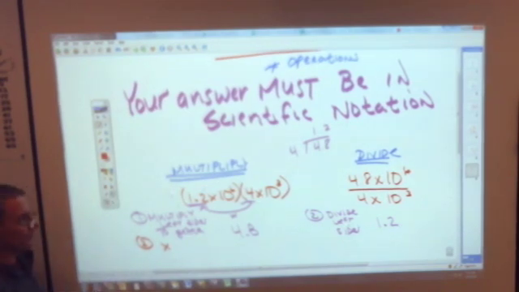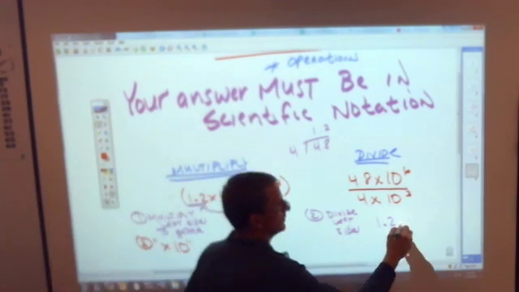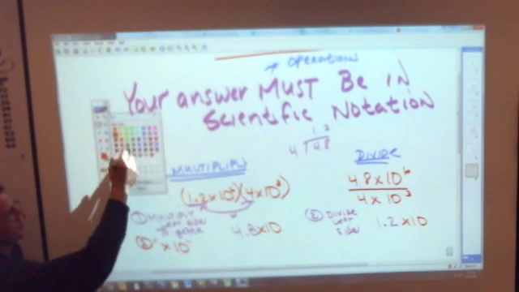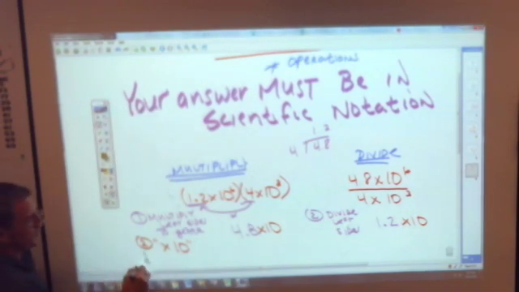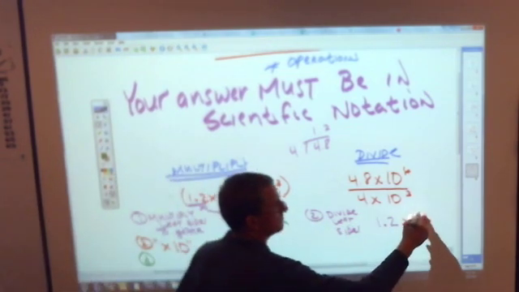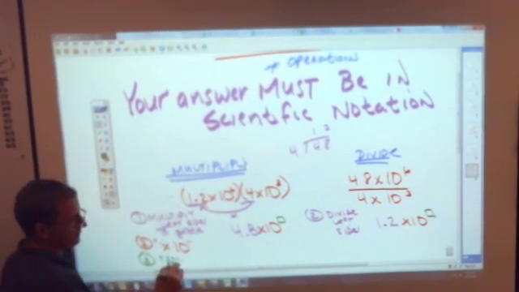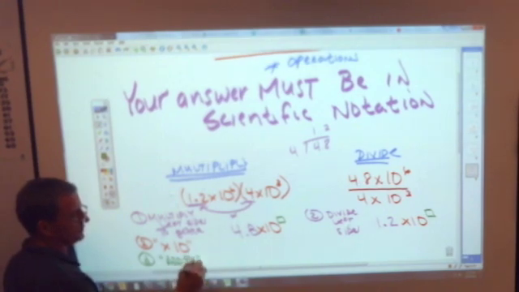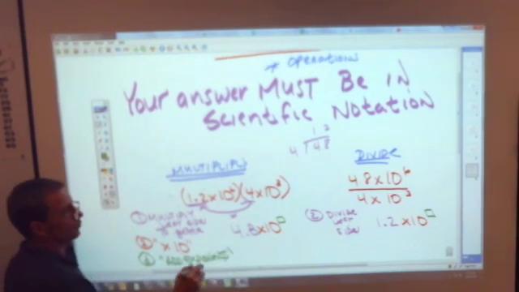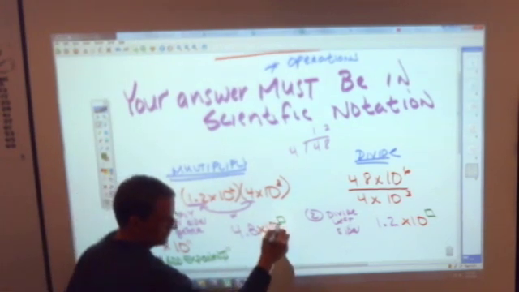Now, step number 2 is the same for both. You write down the times 10. So here I write down times 10. Here I write down times 10. Step number 3. Let's go green. For multiplication, the only thing you need to do now is find out what your exponent of 10 is. For multiplication, you add the exponents together for your new exponent. What is 6 plus 3? 9. Thank you. 9.